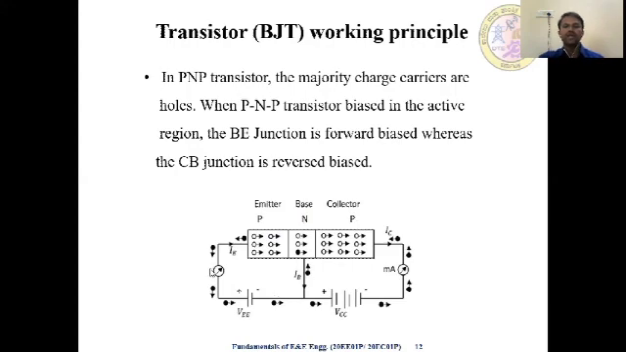So we should remember that the emitter base junction is forward biased and the collector base junction is reverse biased. On the batteries, you can clearly see the positive and the negative signs written.